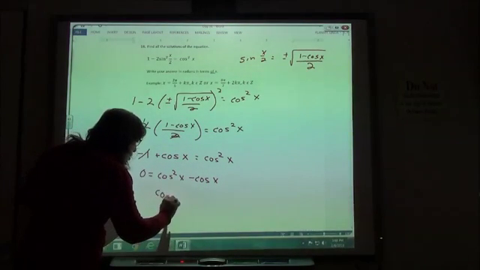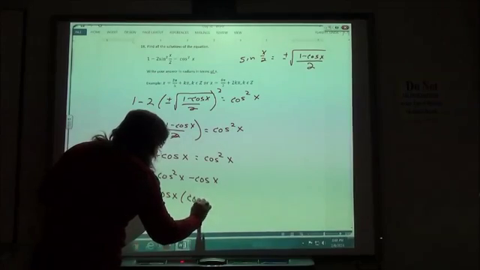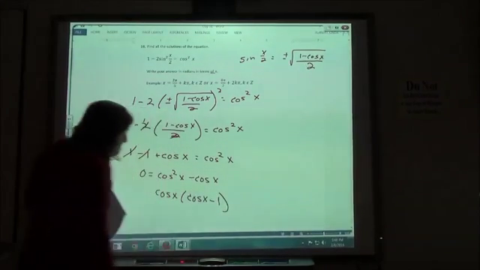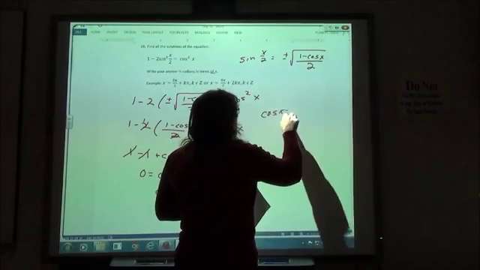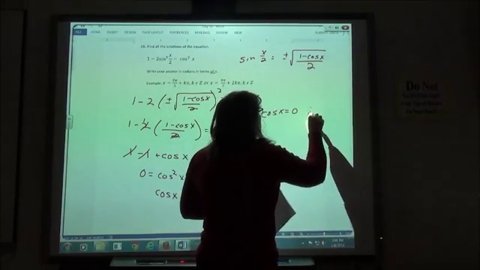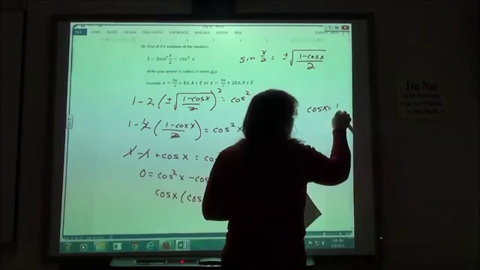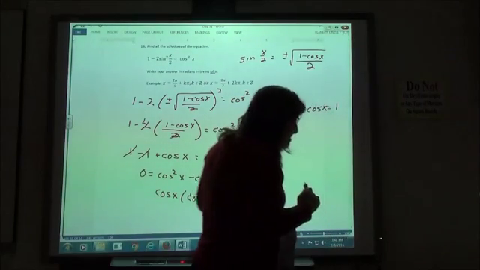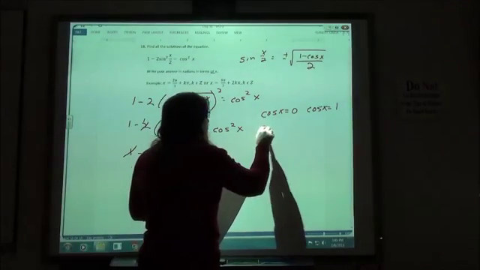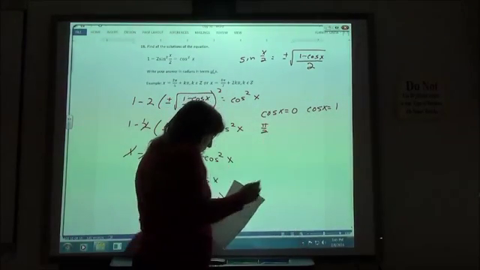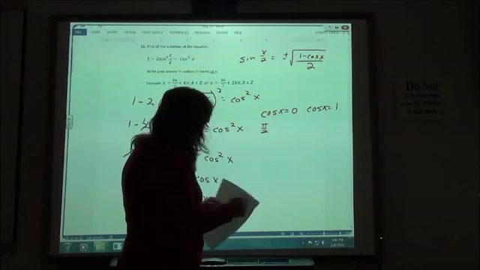Factoring, we can take out a cosine of x. So we have cosine of x minus 1. And so either cosine of x equals 0 or cosine of x equals a positive 1. So looking up where the cosine equals 0: pi over 2 and 3 pi over 2.